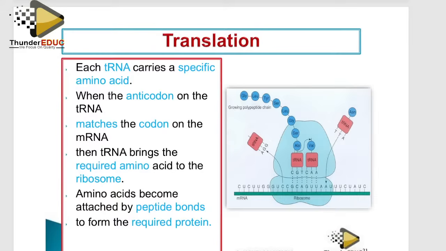Let me know which school you are coming from, which area you are coming from. I want to know who are those people who are with me.